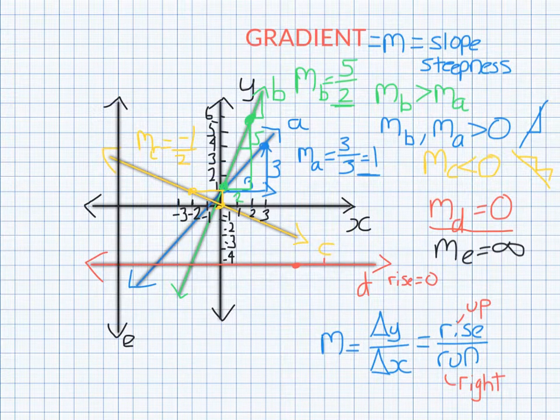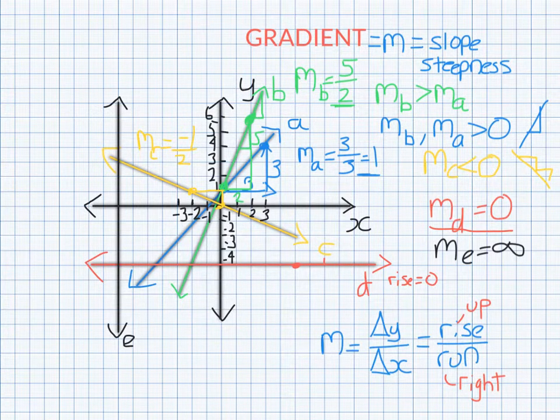Now, the gradient of E is infinite because the run is 0. So I'm not going across at all. So you can't really tell me how much you go up every time you go across because you don't go across. So that's why the gradient of E is infinite.